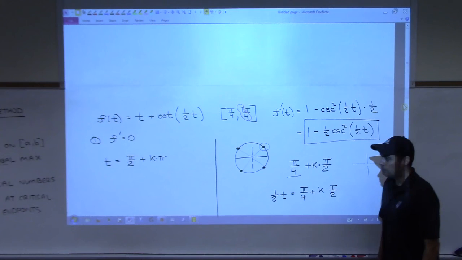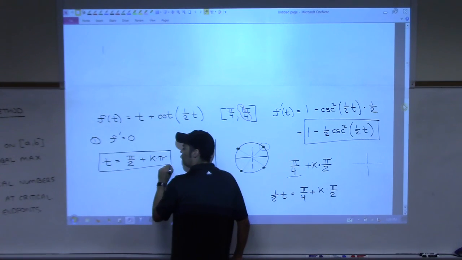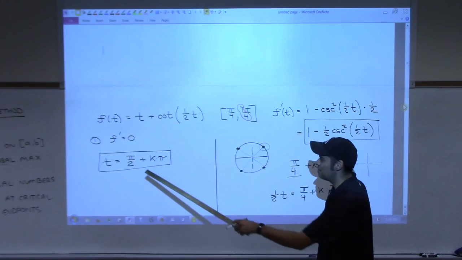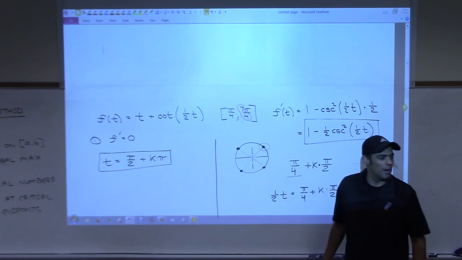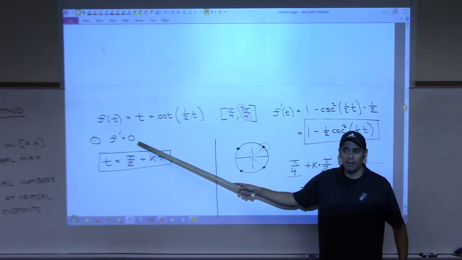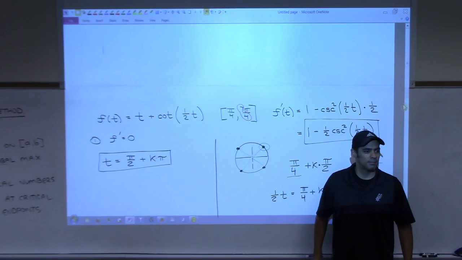That's it. These are the places where what? Do you remember what we're doing? These are the values of t that will make what 0? What 0? The derivative 0, right? We were trying to figure out where the derivative was 0. This is where it happens.